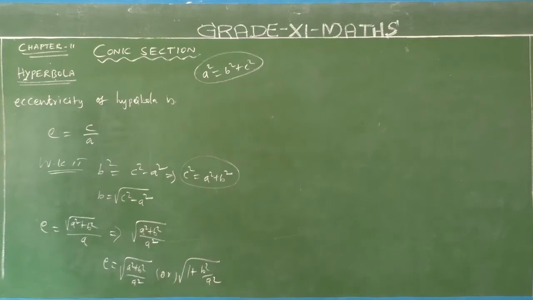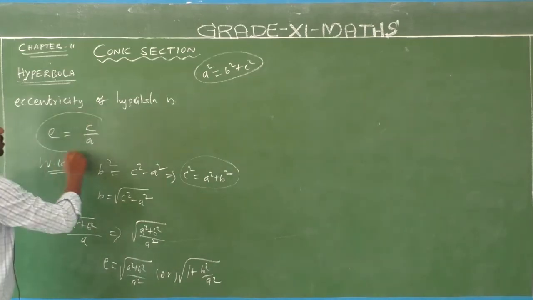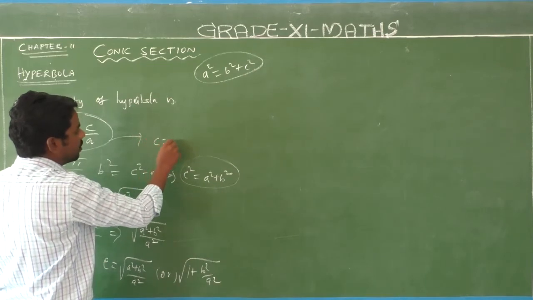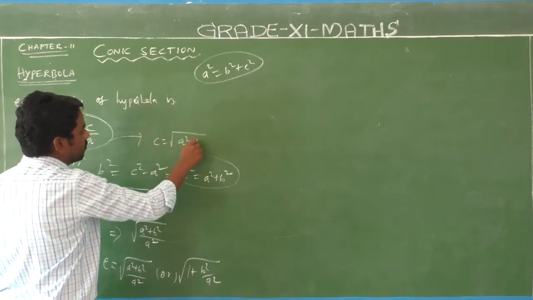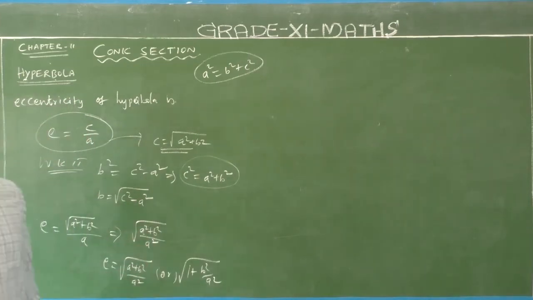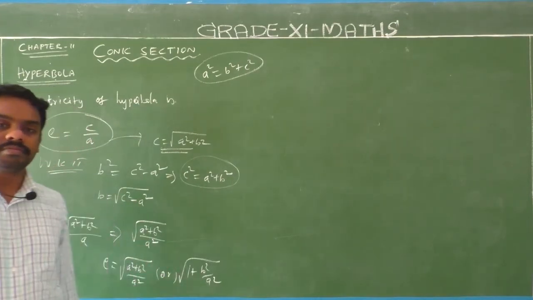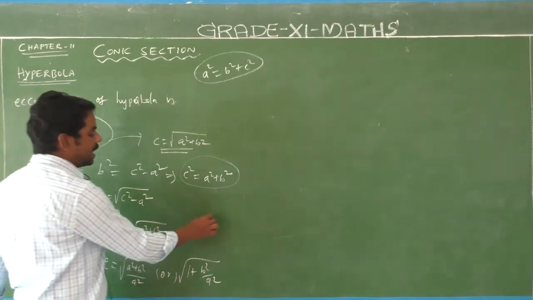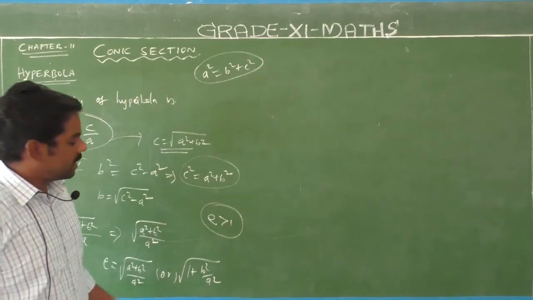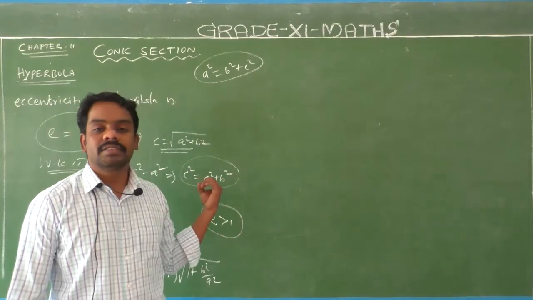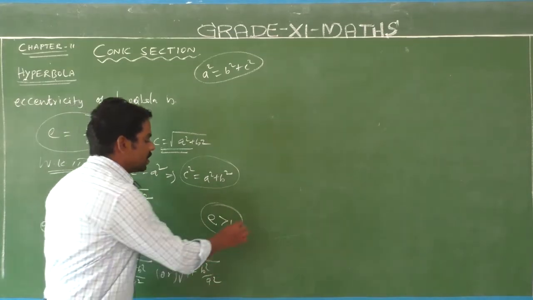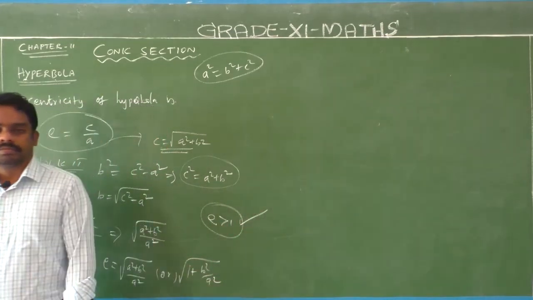Therefore the eccentricity of the hyperbola is e equals c by a, where c is equal to the root of a squared plus b squared, and the eccentricity value is greater than 1. Okay, here the eccentricity is greater than 1. When the eccentricity is greater than 1, then the given conic section is a hyperbola. Right.